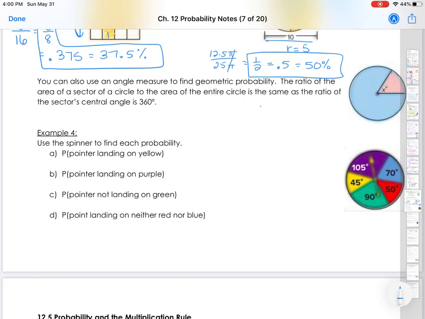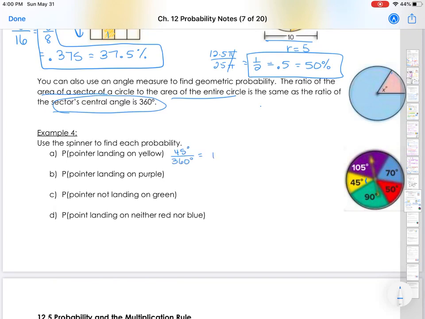You can also use an angle measure to find geometric probability. So the ratio of the area of a sector, that's this pink part here, to the area of the entire circle. And don't forget the central angle of the entire thing is 360. Don't forget an entire circle is 360. So we want to use this spinner over here on the side to find these probabilities. So the probability that the pointer is going to land on yellow, and that 45 is referring to this angle in here.